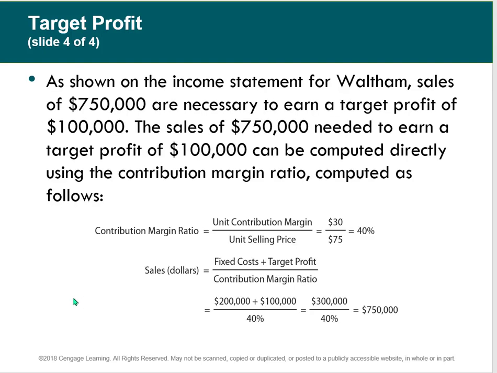Here's another, using the contribution margin ratio this time. We've got the unit contribution margin divided by our selling price gives us a contribution margin ratio of 40%. So the fixed costs plus the target divided by the contribution margin ratio gives me $750,000 of sales that I'd need. Not to break even, sorry, to cover our fixed costs and also to cover our target profit. Okay, so you want to do a whole bunch of problems in these so you're really comfortable with it, and then go forward.